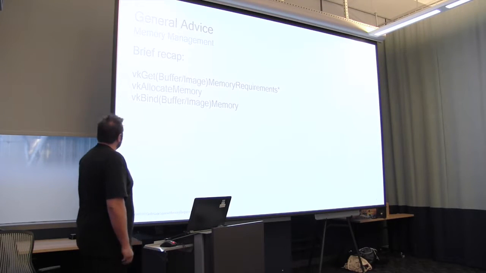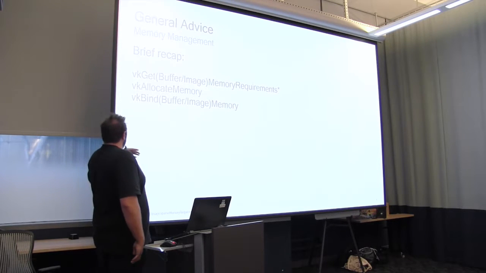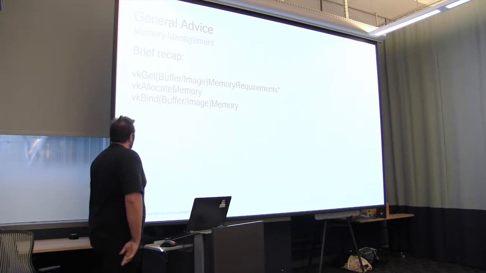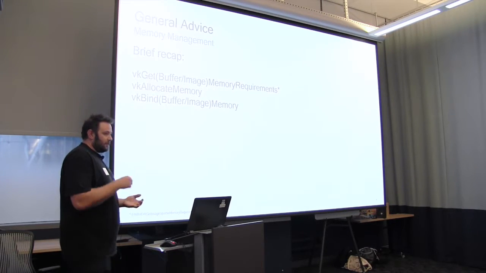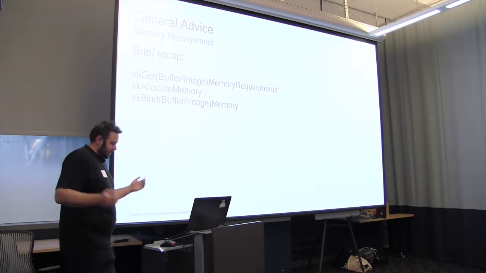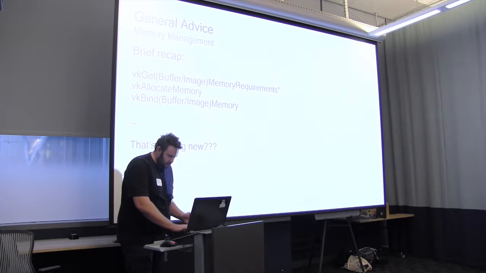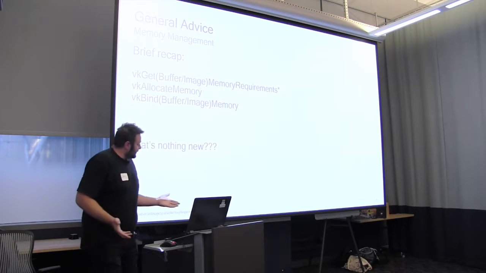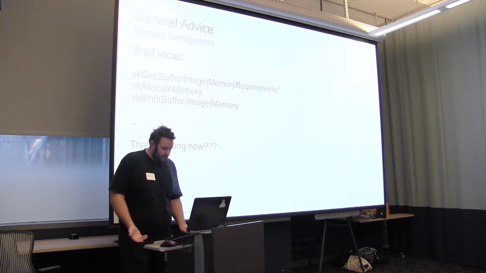So, jumping into general advice, we're going to go with memory management first. This is not really a code snippet, but basically that's how you allocate memory in Vulkan. You get the memory requirements for the buffer that you need, you allocate the memory, and then you bind it to your buffer. Right? It's simple. Alright, nothing new. We're not actually talking about how to allocate memory in Vulkan, so what's interesting about this?